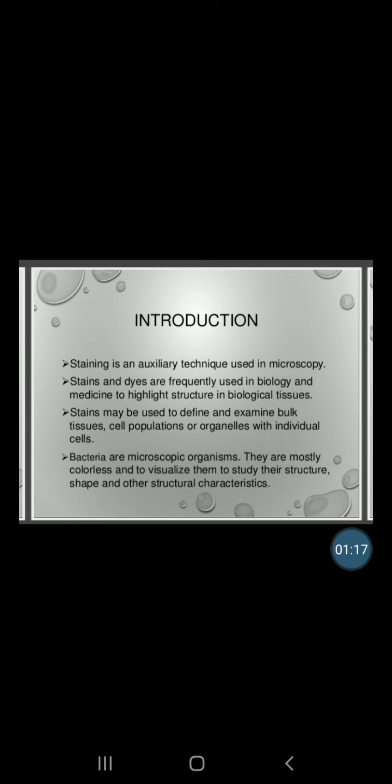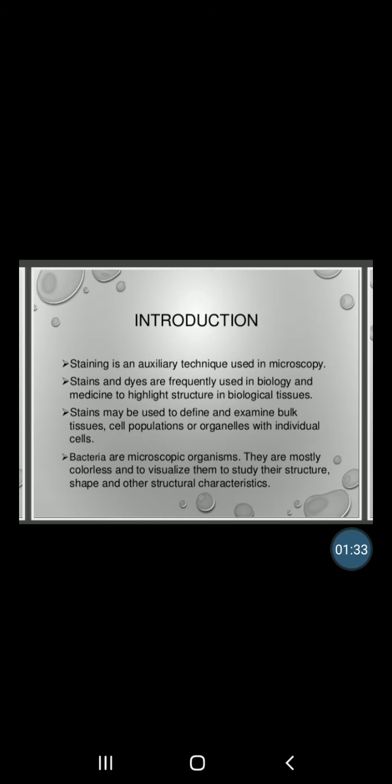in biological studies. The stain may be used to define and examine the bulk tissues, then cell populations or organelles within individual cells. Stains are used for what? They may be used to define and examine the bulk tissues, cell populations or organelles within individual cells.